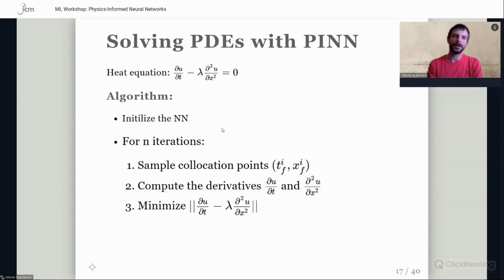Yeah, so our algorithm, what we do step by step, is having an equation as simple as here. We initialize the neural network, which means we just create it, and in iterations we sample both data points and collocation points, which are points where we estimate the physics loss. So we sample some points, compute derivatives at these points, and minimize this value, which is taken from the governing equations.